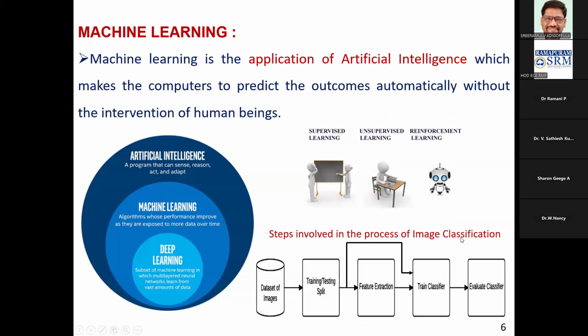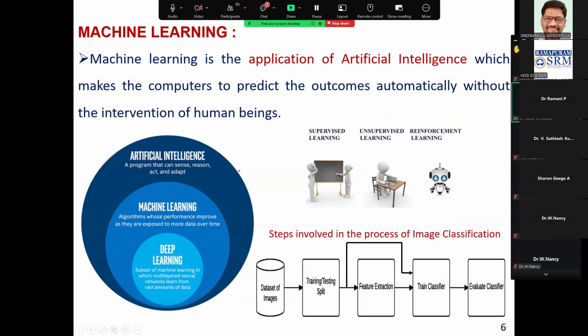So let me talk about machine learning, right? Machine learning is a subset of artificial intelligence. So first we will try to see what is artificial intelligence. Artificial intelligence means we are going to write a program which can sense, reason, act, and adapt.